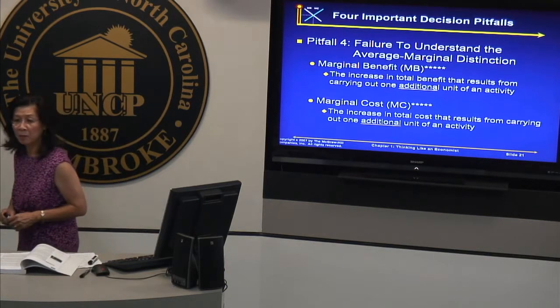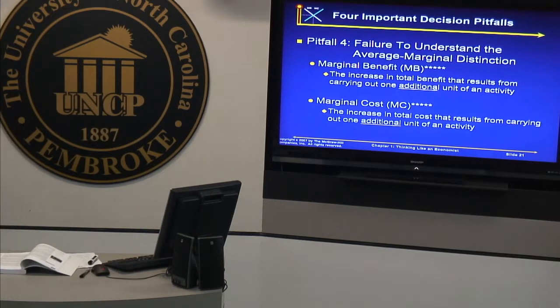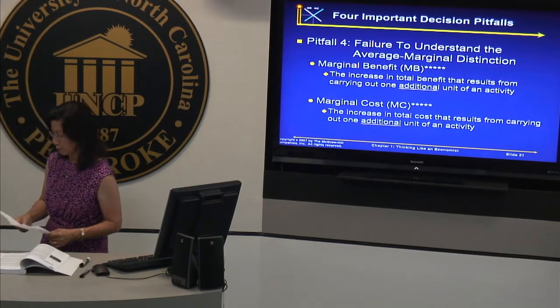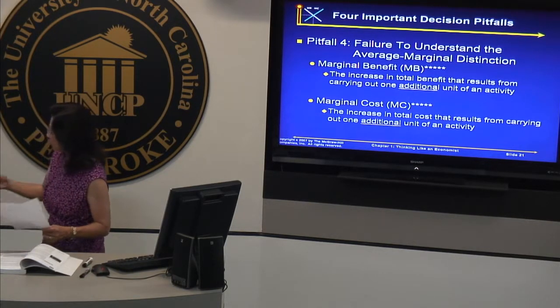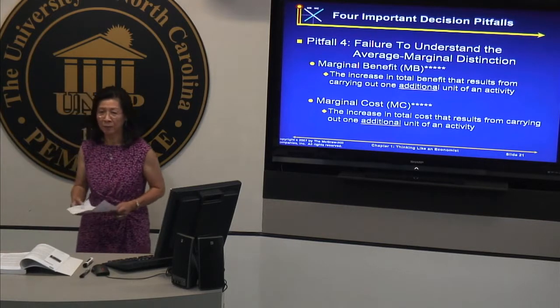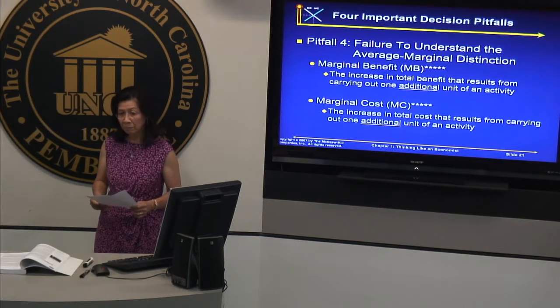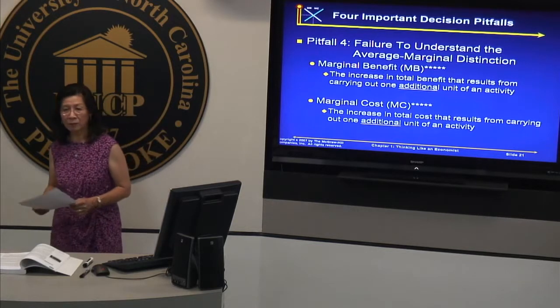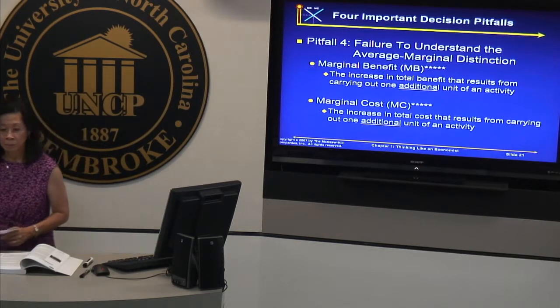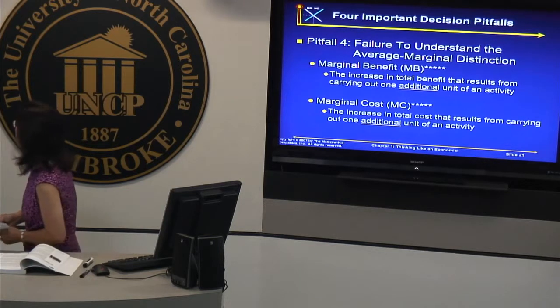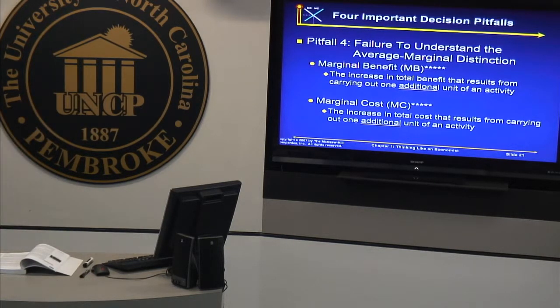Could I get a volunteer to read marginal cost and another one to read marginal benefit? Marginal cost is the increase in total cost that results from carrying out one additional unit of an activity. Okay, go ahead and read marginal benefit. The marginal benefit is the increase in total benefit that results from carrying out one additional unit of an activity. Okay, thank you, Haley. So, see, I underlined the word additional. This means extra.